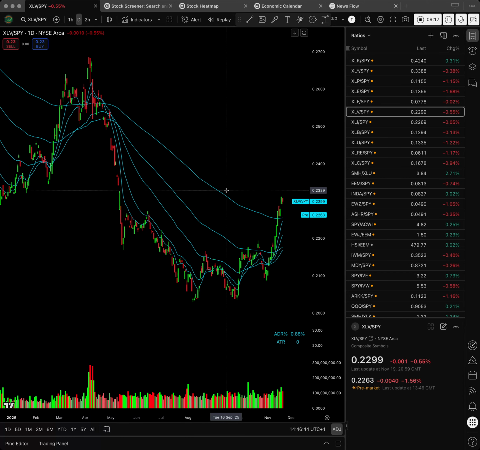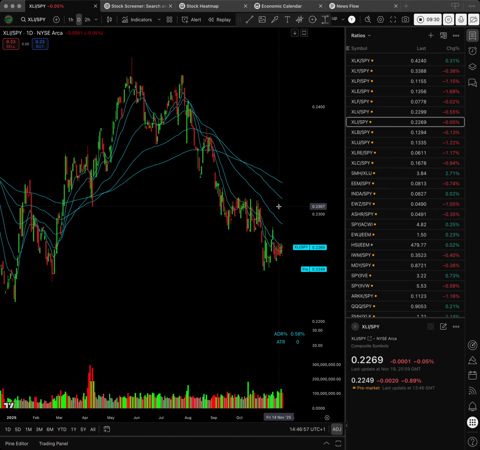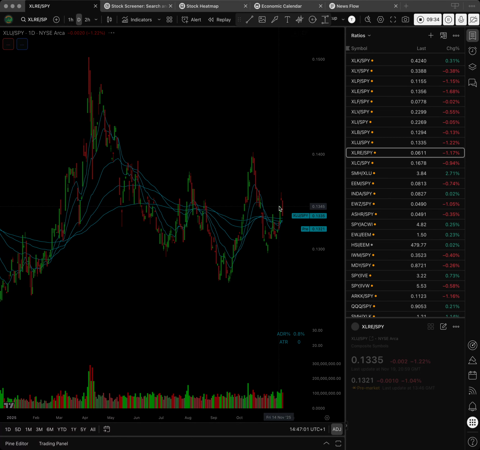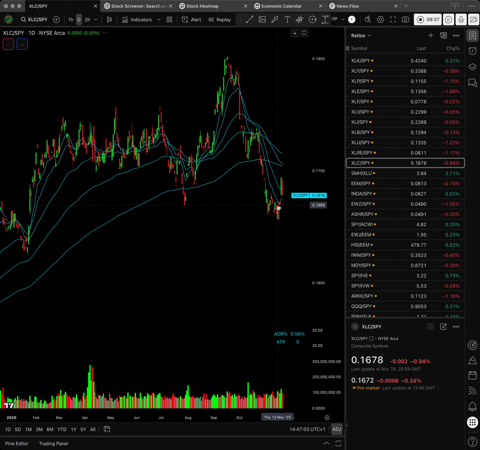So this is where you want to be fishing, guys. This is where you want to be active. Look for healthcare stocks that are doing well as long as this ratio here is improving, which as it stands today is the case. XLE, nope, nope, nope, nope, and nope.